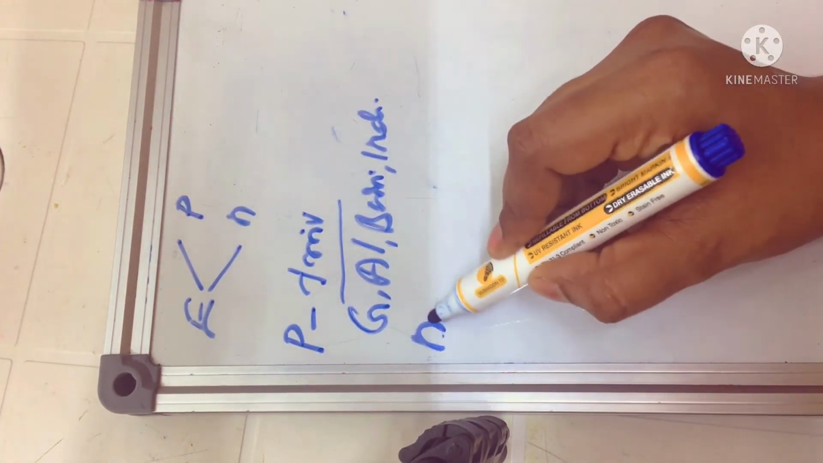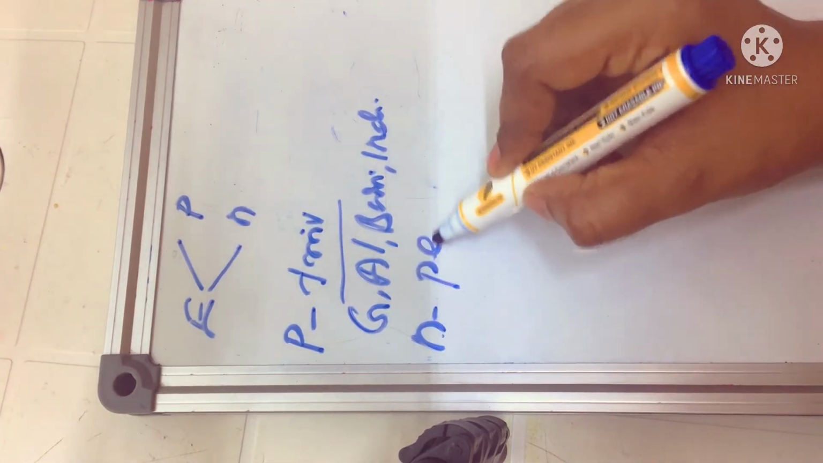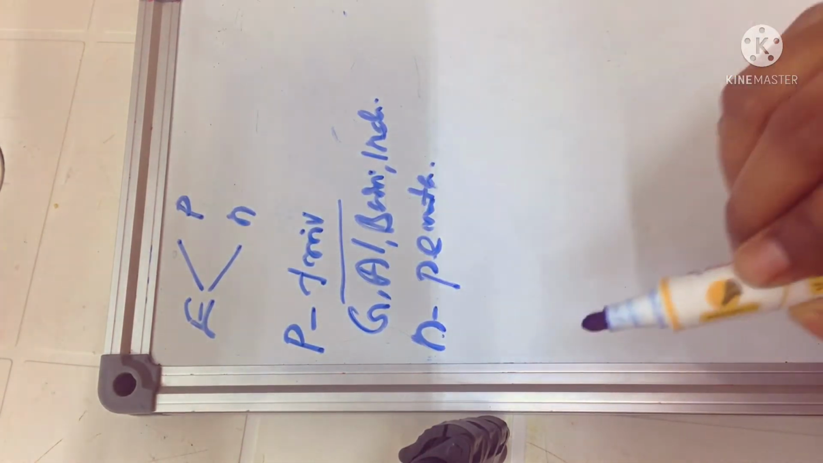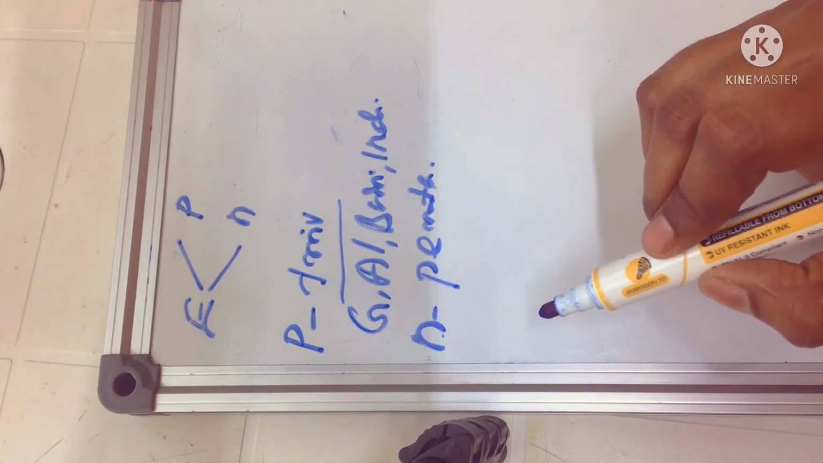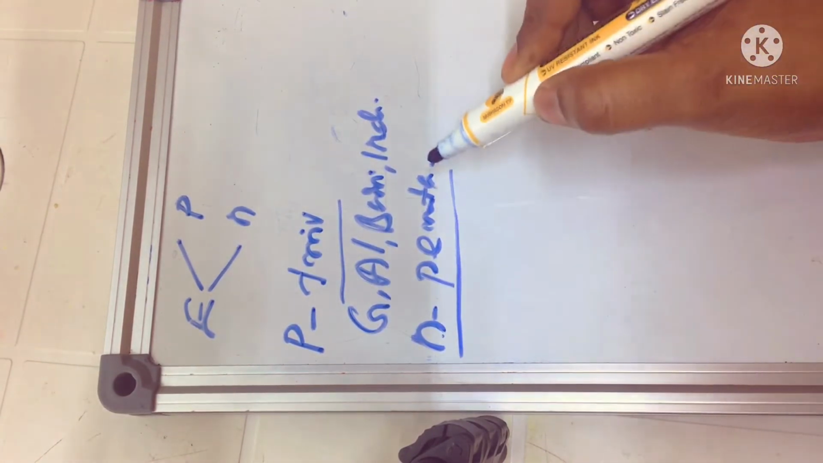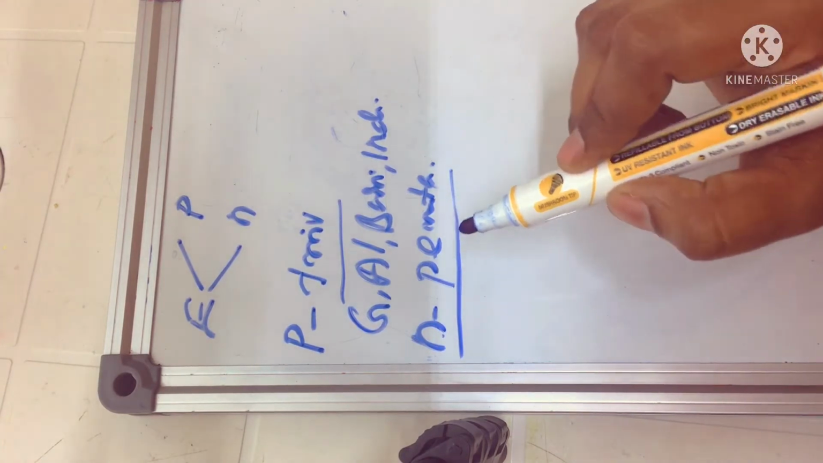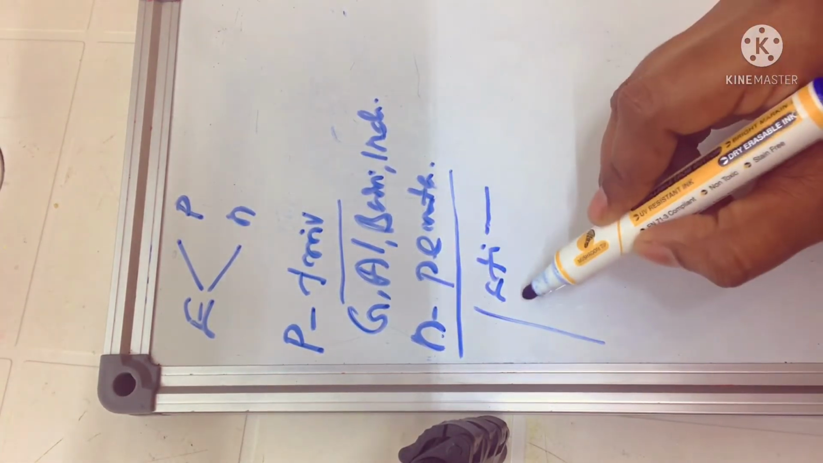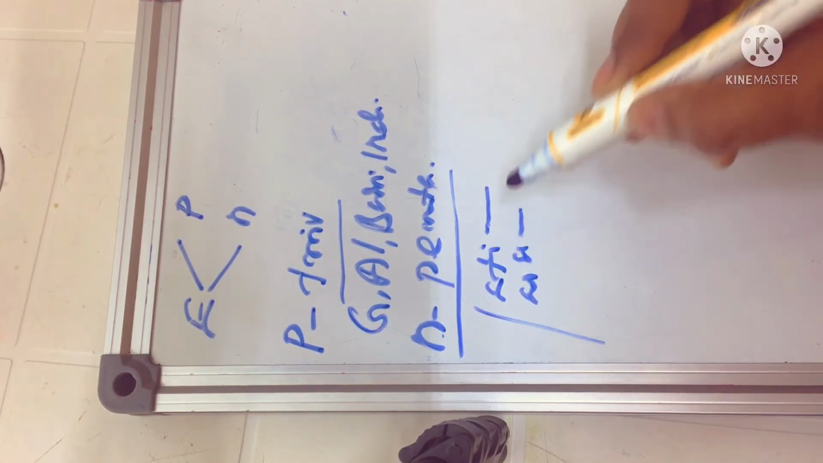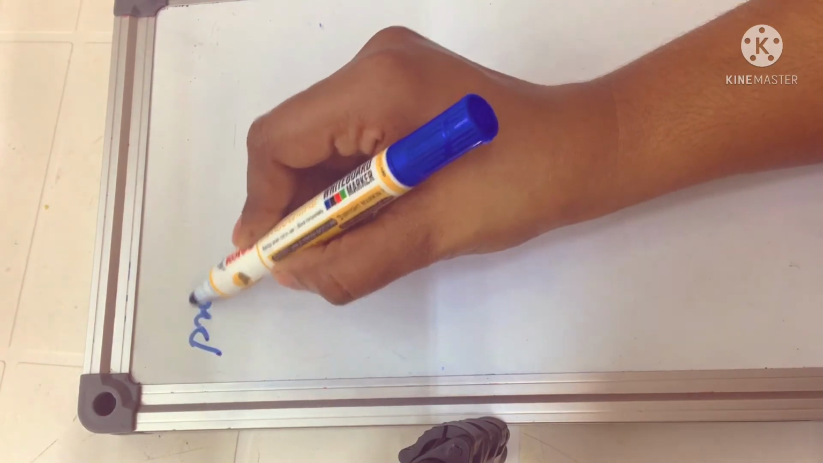Then what are n-type semiconductors? We add pentavalent impurities to make n-type semiconductors. Here the majority charge carriers are electrons. Examples: antimony, arsenic, phosphorus.